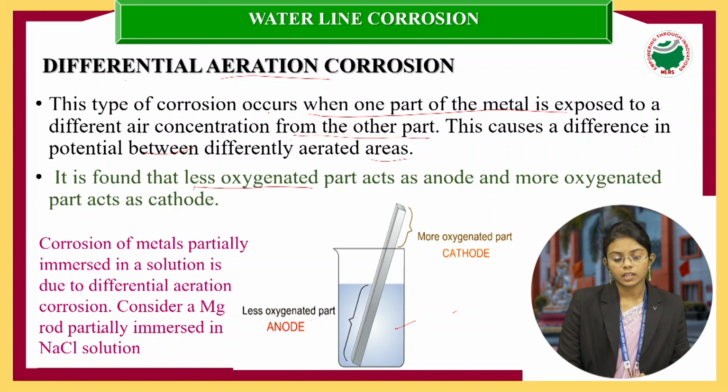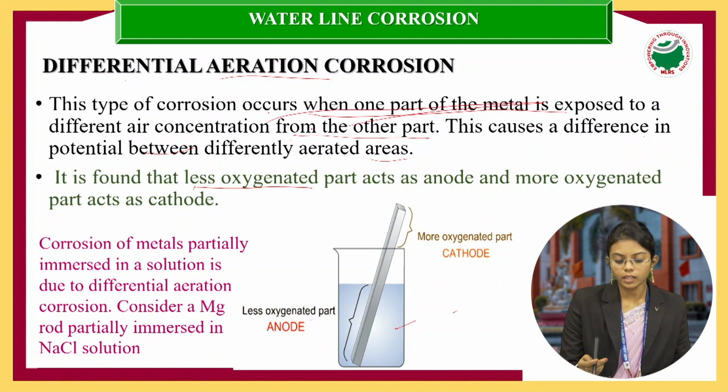So we are taking a magnesium rod partially immersed in a salt solution, that is NaCl. As we know, magnesium is a more active metal and it is placed in the higher series of the electrochemical series. So the metals which are in the higher series will undergo corrosion and act as anode.